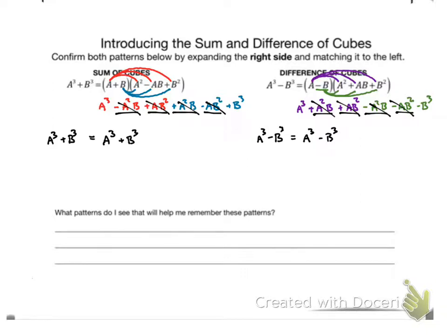Okay, so again, that's confirming that both patterns below can be expanded, and they're equal to one another on each side. And to answer the question on the bottom, what patterns do you see? You can mention things like you see that there are opposite a squared b's and opposite ab squareds in your answer. So anything along those lines would get you credit if that question would be asked on a test.